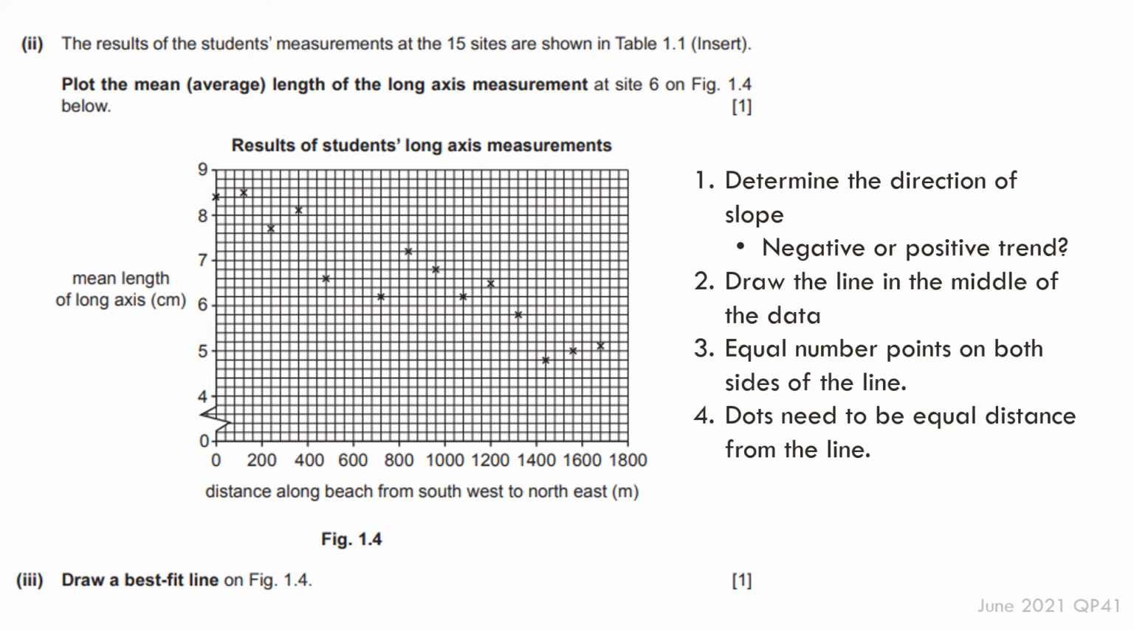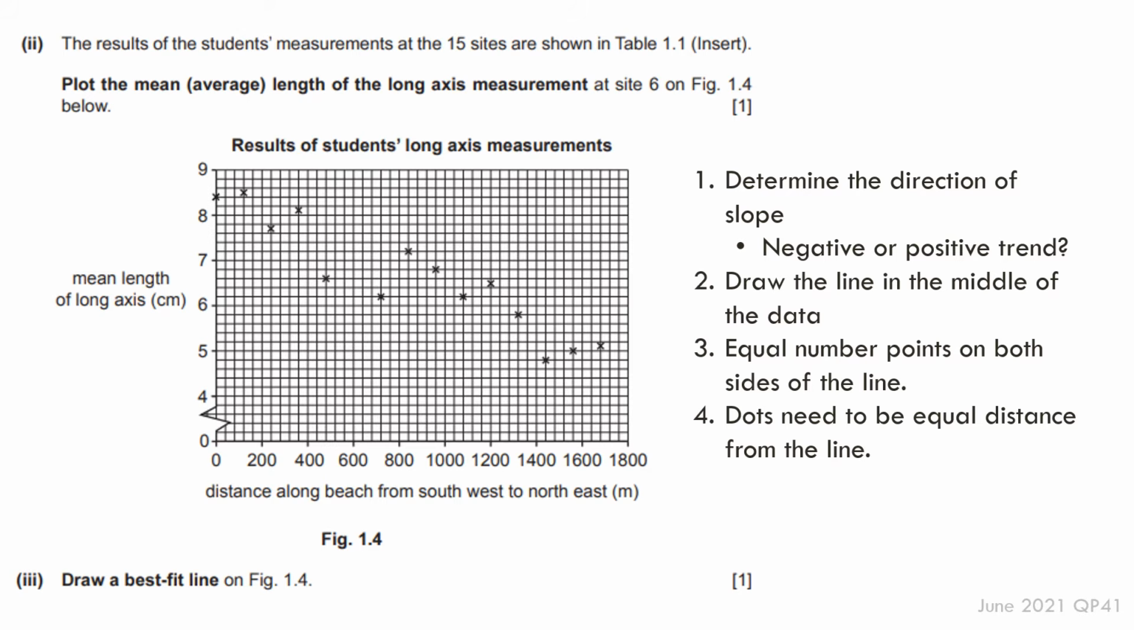Now, sometimes the question requires you to draw a line of best fit, here for 1 mark. And I think this is quite tricky for 1 mark, but follow these steps, because the first thing you need to do is determine the direction of the slope. In what direction is the data going? Is it going north and increasing, or is it starting high and decreasing?